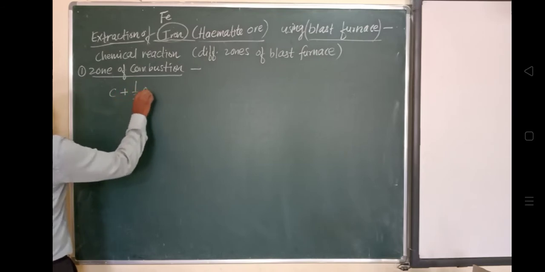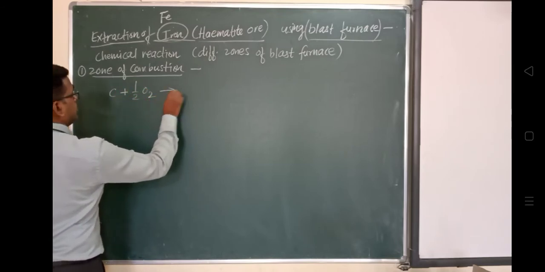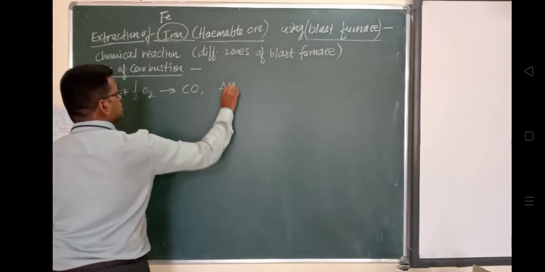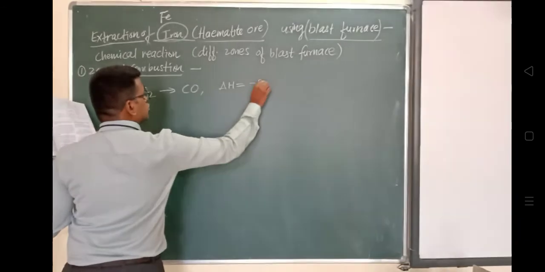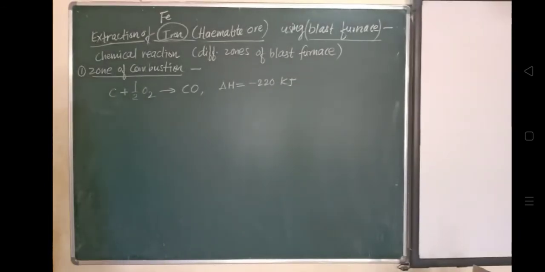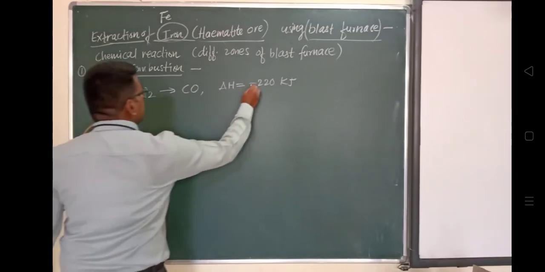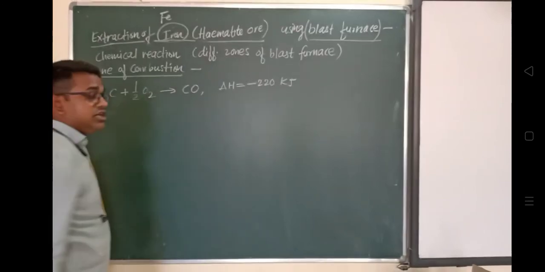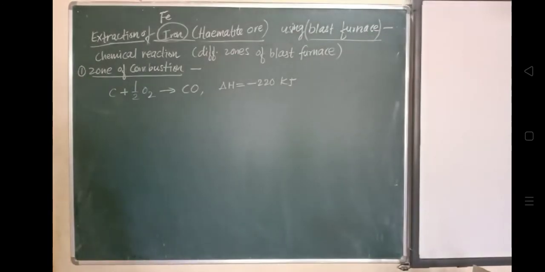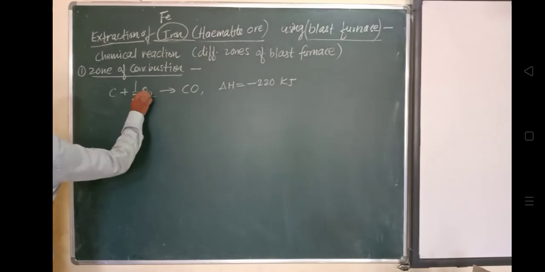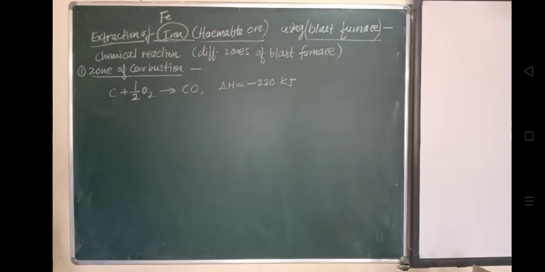Now the second one is the zone of reduction. Where the reduction takes place, we'll see what is happening in the zone of reduction. In the combustion zone, the combustion of the fuel is taking place and it produces carbon monoxide, and indirectly it comes in contact with the charge and heats it, and some chemical reactions will take place.